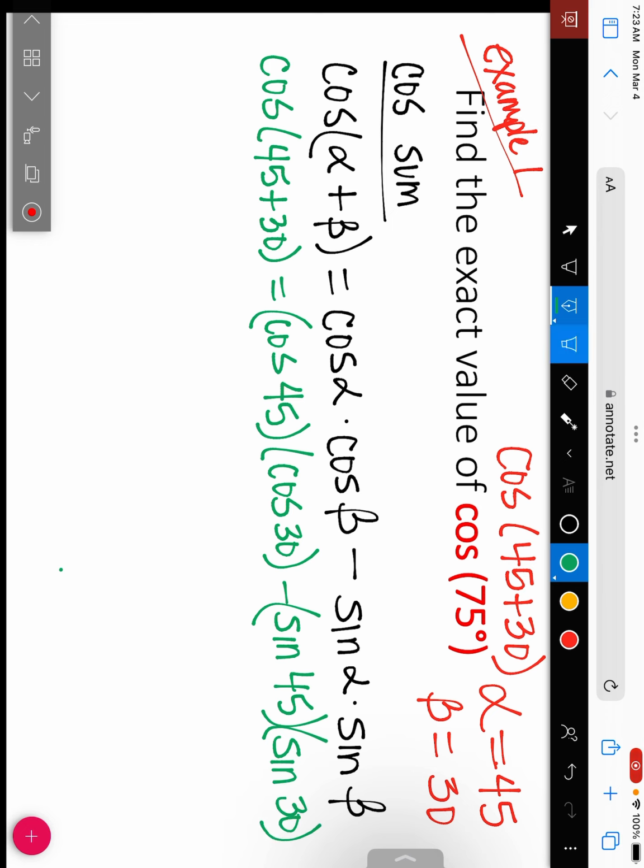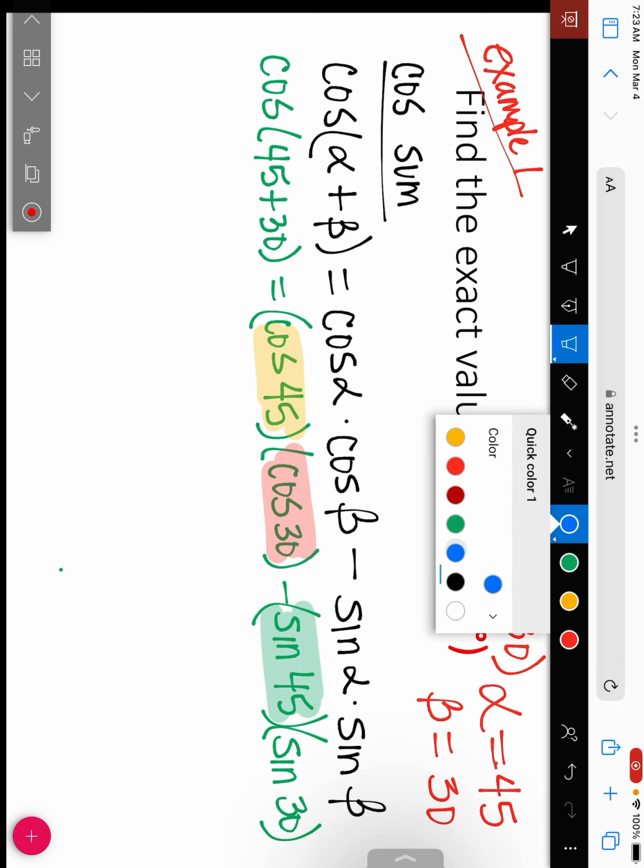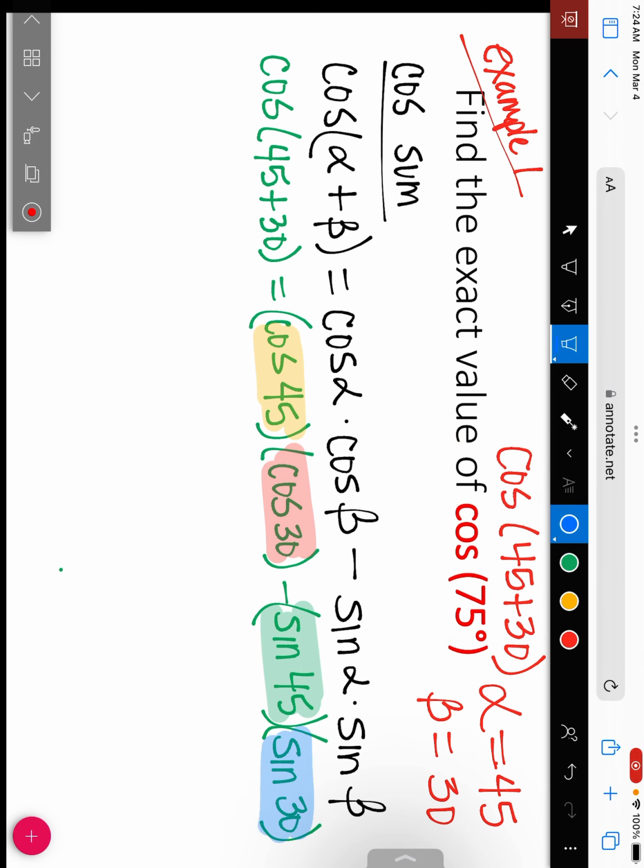These are all numbers from your unit circle. Go to your unit circle and tell me these 4 values. Looking at your unit circle, what's the cosine of 45? What's the cosine of 30? And then take the sine of 45 and the sine of 30. Take a minute and find those 4 values from your unit circle.